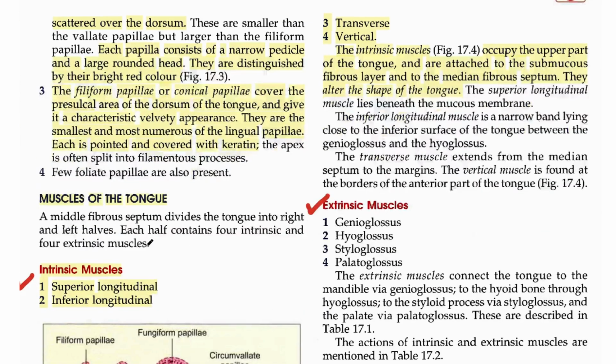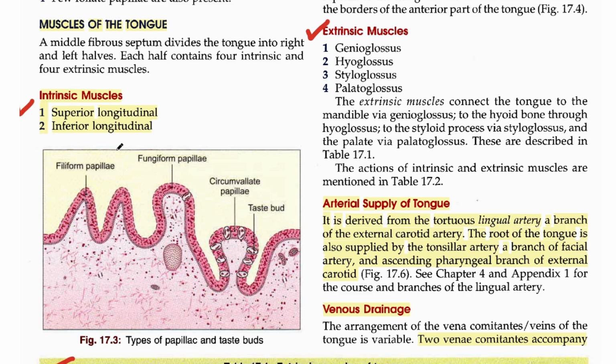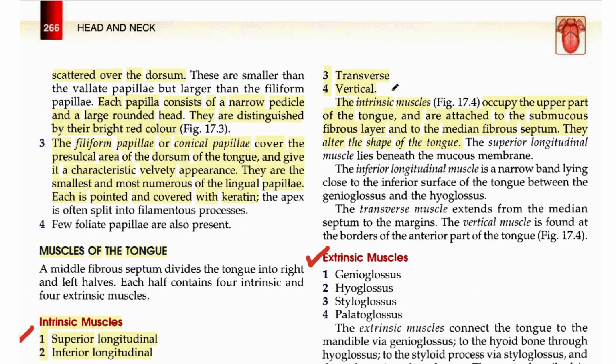Next, we have to mention the muscles of the tongue. The muscles of the tongue are divided into the intrinsic muscles and the extrinsic muscles. Intrinsic muscles are superior longitudinal, inferior longitudinal, transverse, and vertical. The intrinsic muscles occupy the upper part of the tongue and are attached to the submucous fibrous layer and to the median fibrous septum. They alter the shape of the tongue. That is the intrinsic muscles.